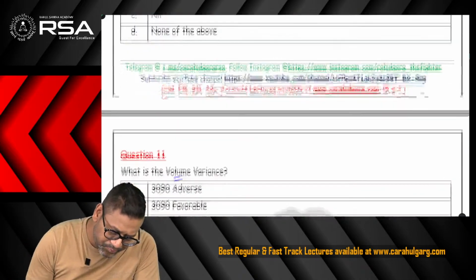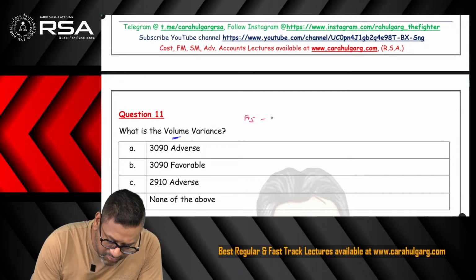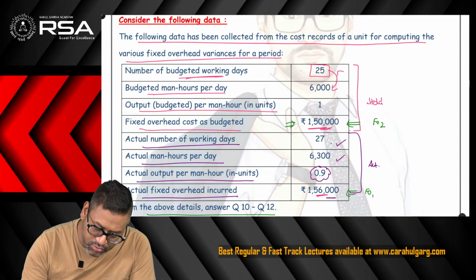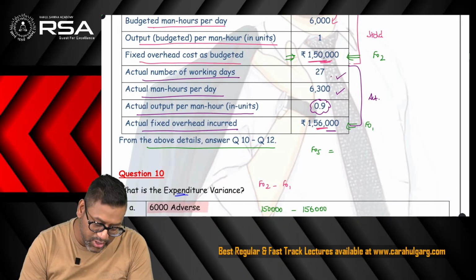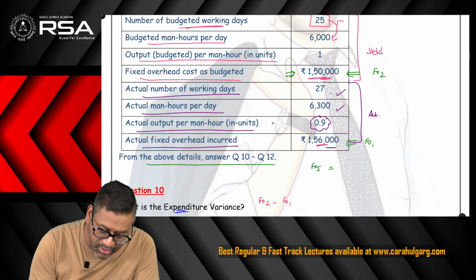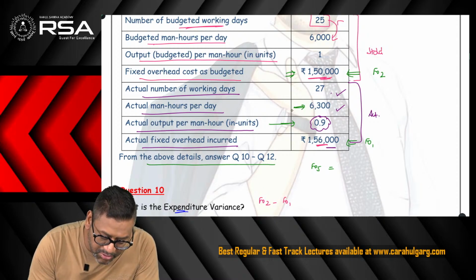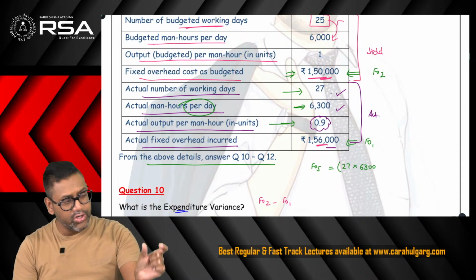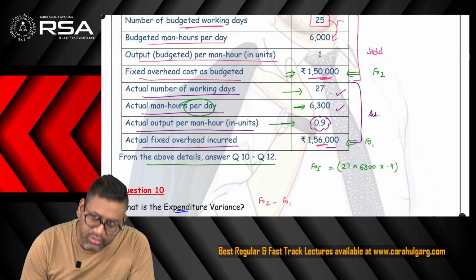Next, it says what is the volume variance? Now the volume variance as per our technique is measured by FO5 minus FO2. So we have FO2, that's no problem. But what is FO5? The FO5 is basically related to the output. So what is your actual output? It said actual output per hour is 0.9. So what are the hours? These are 6,300, but these are per day. So you have to find actual hours first of all. 27 into 6,300. 27 days you have worked, and in one day you work 6,300 hours. So these are the hours, and in 1 hour you produce 0.9 units.